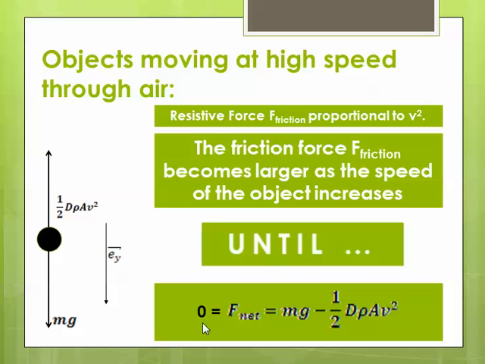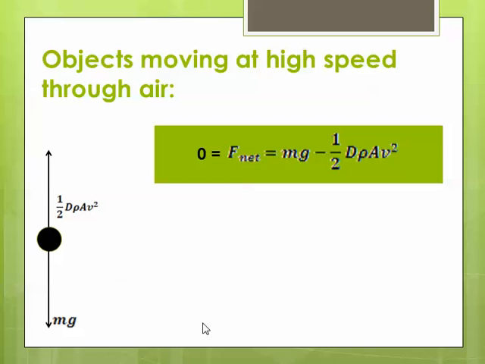So if the friction force is as large as the weight, this means there are no forces acting anymore on my object which falls, and then there's no acceleration, and this means the velocity doesn't change. It's got a velocity which we call terminal velocity, and this velocity doesn't change anymore. The object continues to fall down with the same velocity. So the net force is 0.